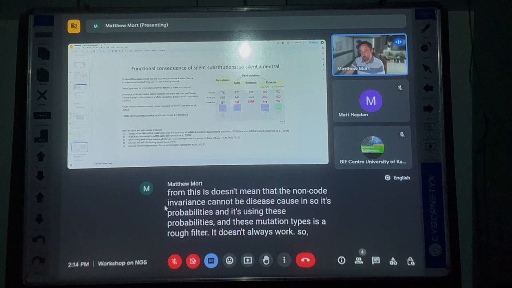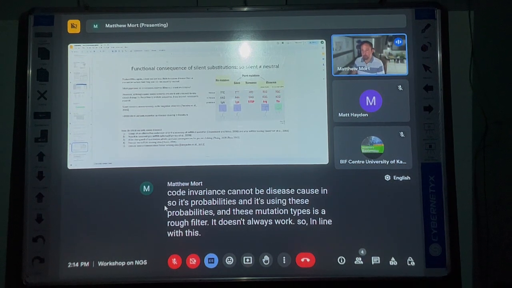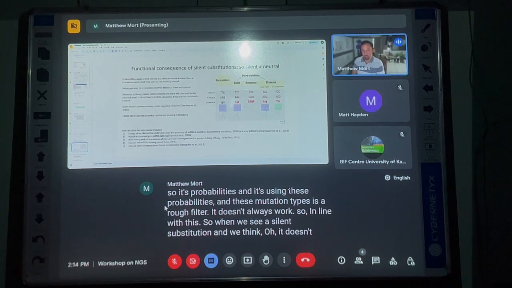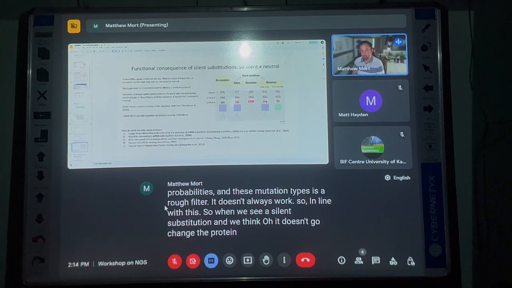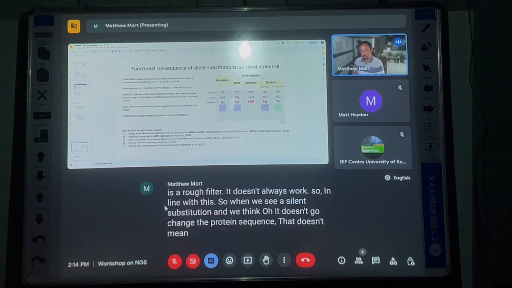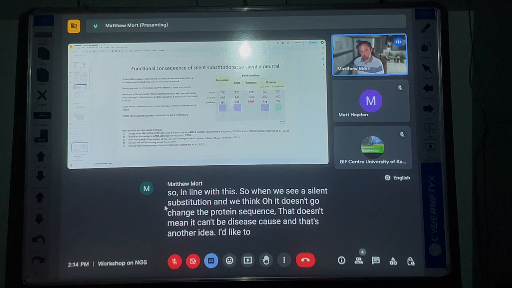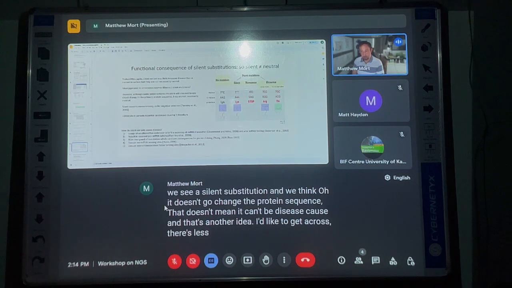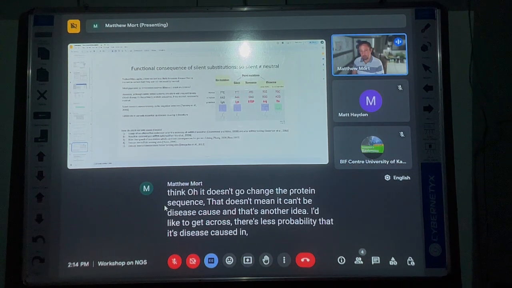So in line with this, when we see a silent substitution and we think, oh, it doesn't change the protein sequence, that doesn't mean it can't be disease-causing. So that's another idea I'd like to get across. There's less probability that it's disease-causing, but it's not impossible.